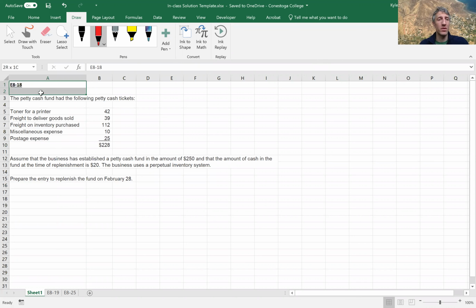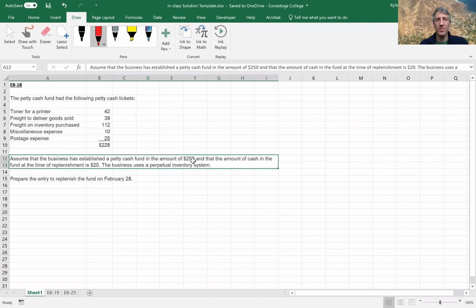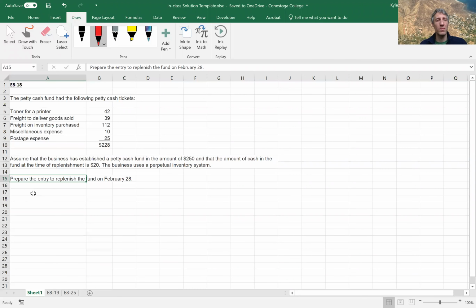from the Pearson workbook. So what we have here, the petty cash fund had the following petty cash tickets, which are highlighted here. And what we need to do, assume the business had established a petty cash fund in the amount of 250 and that the amount of cash in the fund at the time of replenishment is $20. This business uses a perpetual inventory system, and we need to prepare the entry to replenish the fund on February 28th. We'll assume 2020.